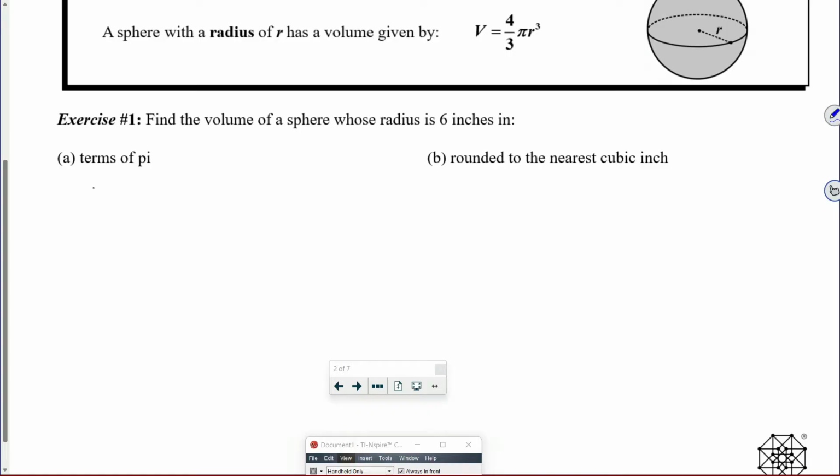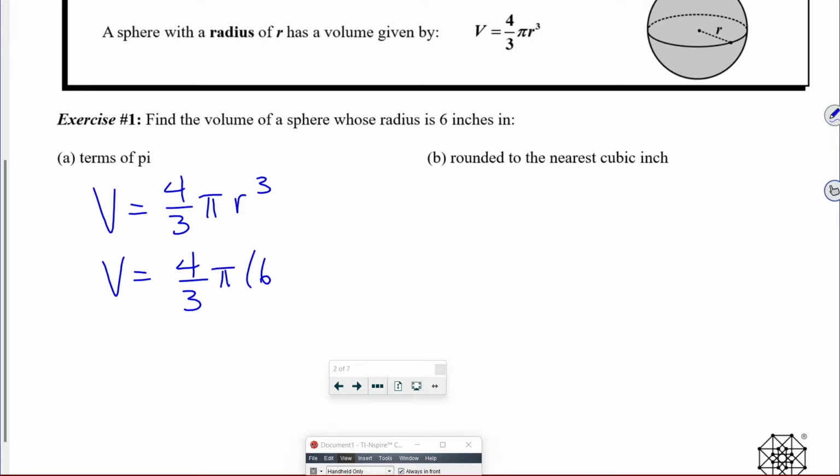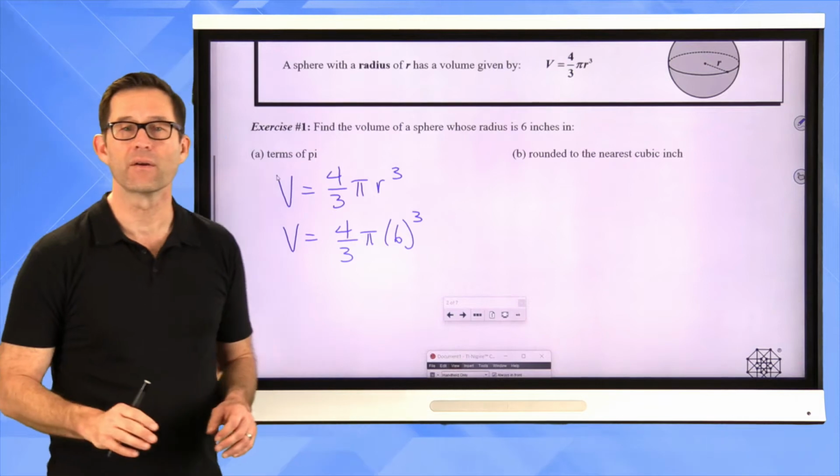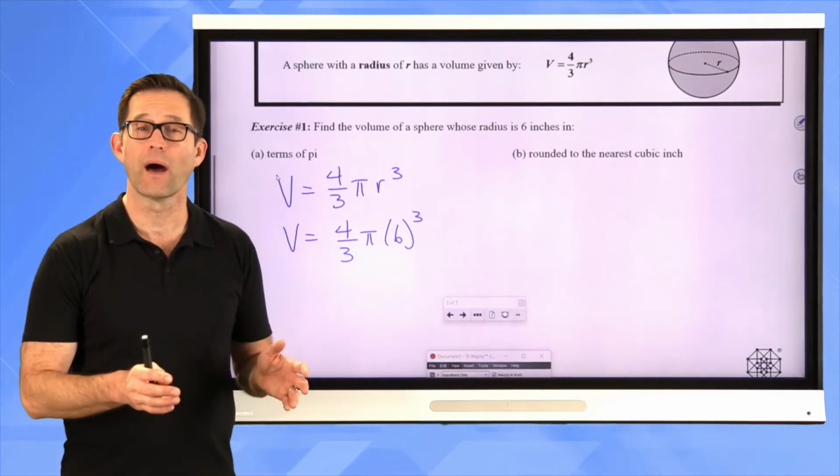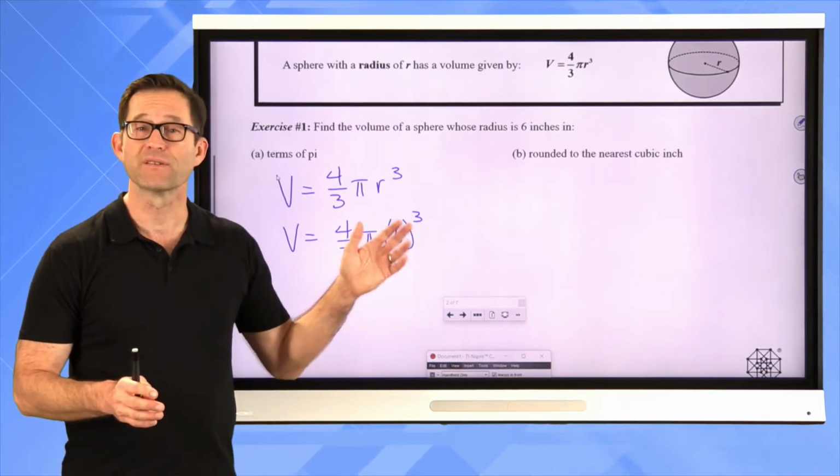First things first, let's just plug in the numbers. So the volume, as we see in that formula, is 4/3 times pi times r cubed. In this case, our r is 6. So without evaluating anything, our volume is 4/3 times pi times 6 to the third.